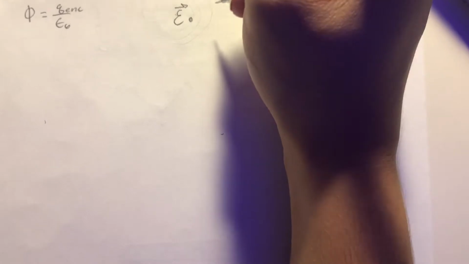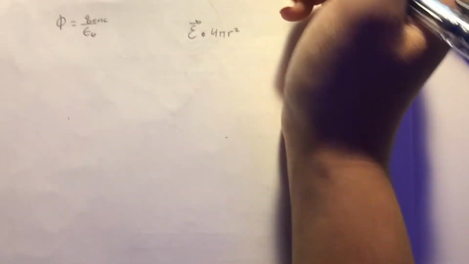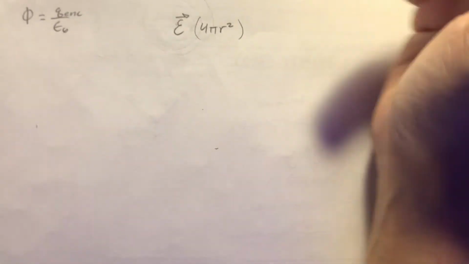So what the flux is, if we just look at it in terms of the electric field crossing any point times the area. The surface area of a sphere is 4 pi r squared. It is a dot product, but I'm just looking at it in terms of that's the area, that's the field. Generally, this is what we're looking at.